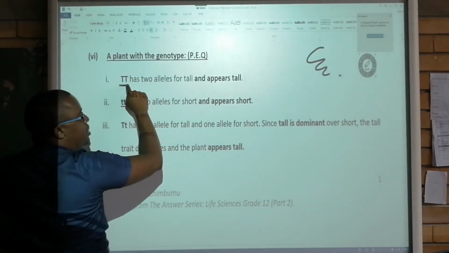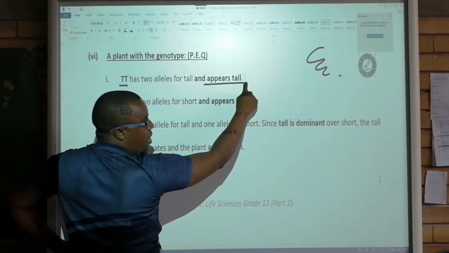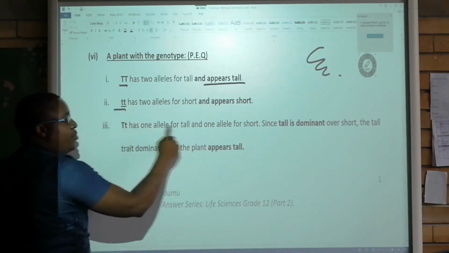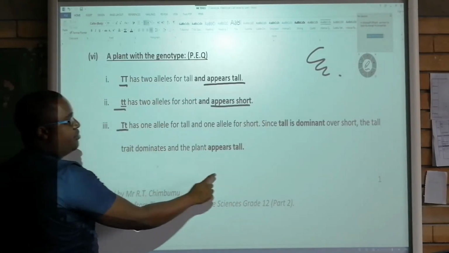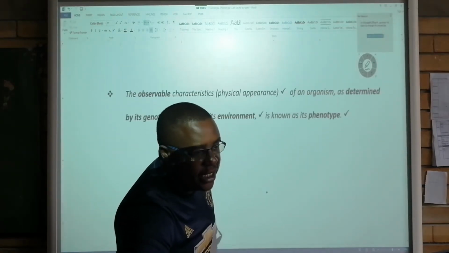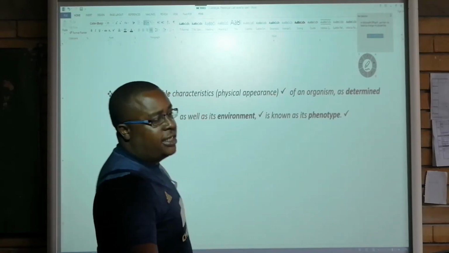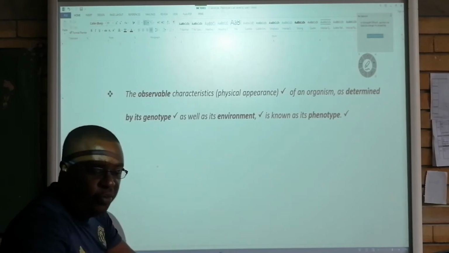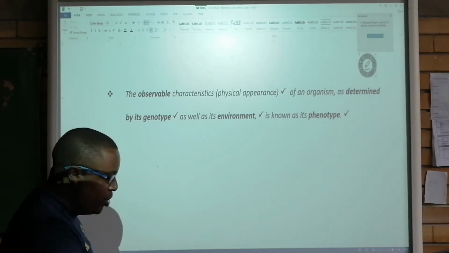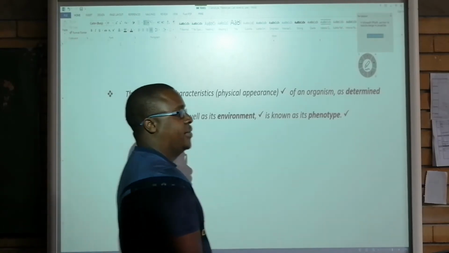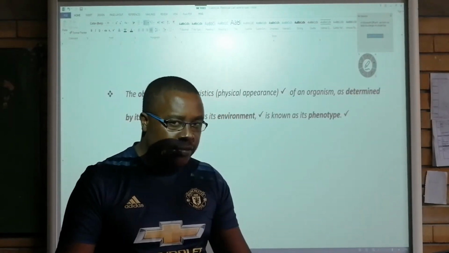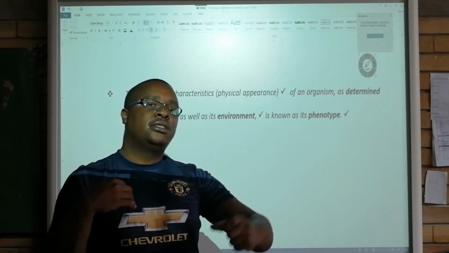So this genotype gives us that when you look at the plant. This genotype gives us this, and then this genotype gives us that. In other words, the observable characteristics, the physical appearance of an organism, determined by its genotype and its environment, would now be called the phenotype. Right. I'm going to give you a stupid example. Thou shalt not use it anyway, but it will help you to understand where I'm coming from.